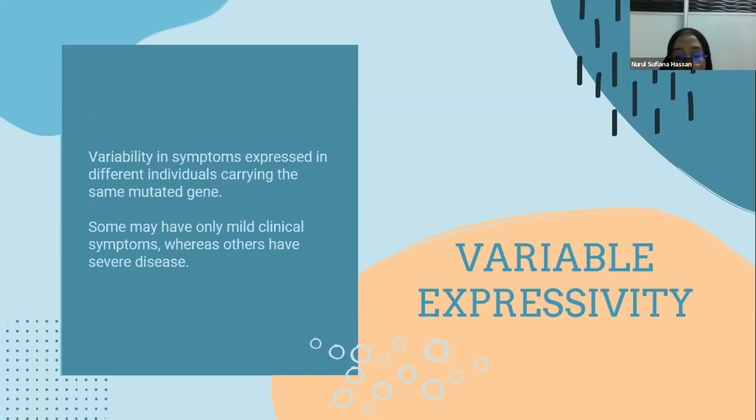Often autosomal dominant disorders show variability in symptoms expressed in different individuals carrying the same mutated gene, meaning that some may show mild clinical symptoms while others have severe disease even though they have the same mutated gene. So this is what we call variable expressivity.